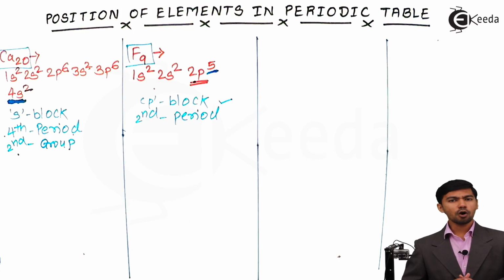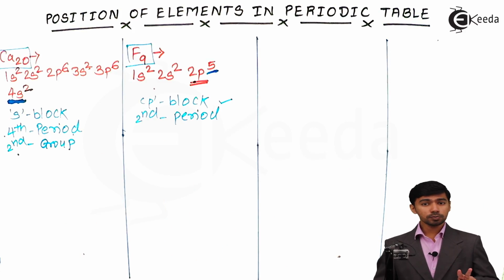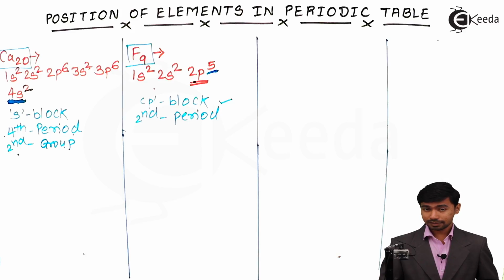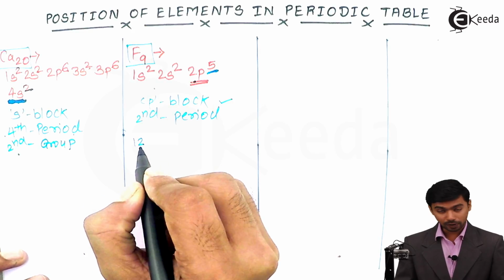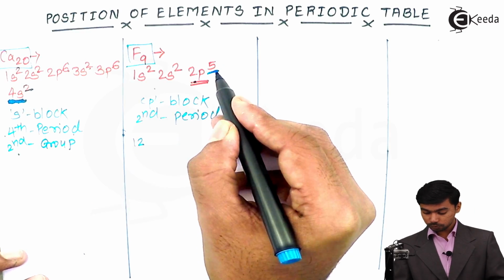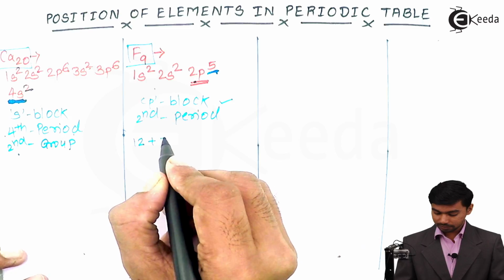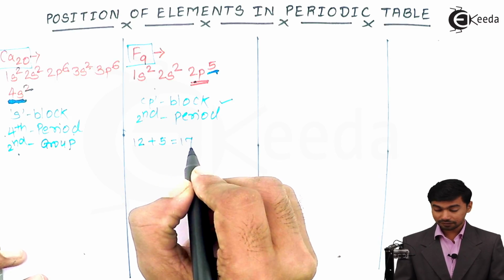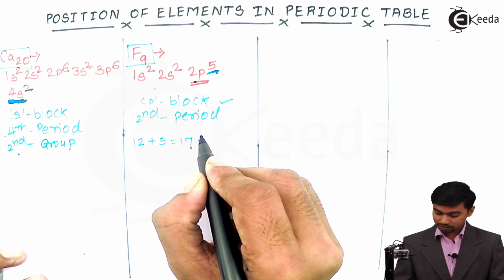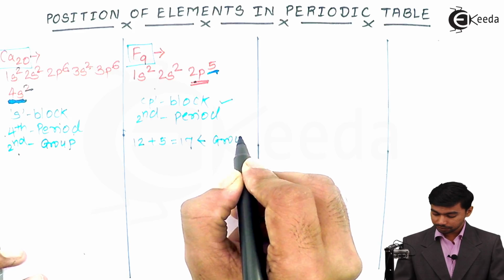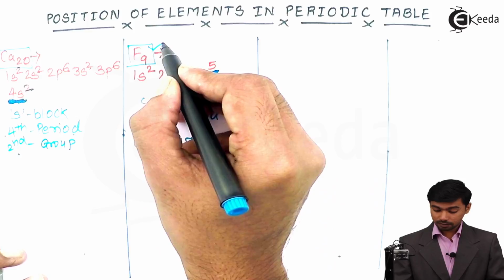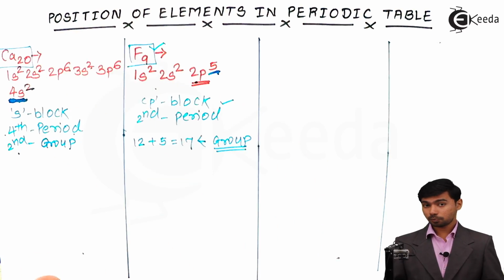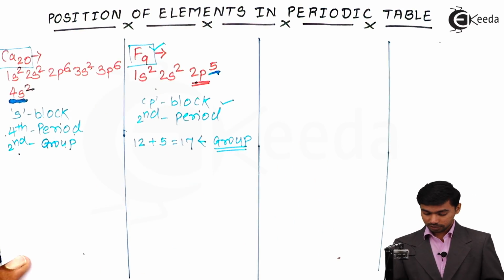Before the p block, how many groups are there? 2 groups for the s block, then 10 groups for the d block. So 10 plus 2, 12. So 12 groups, and the fifth group of the p block. That means in totality 17. So fluorine occupies its position in group 17 of the periodic table.